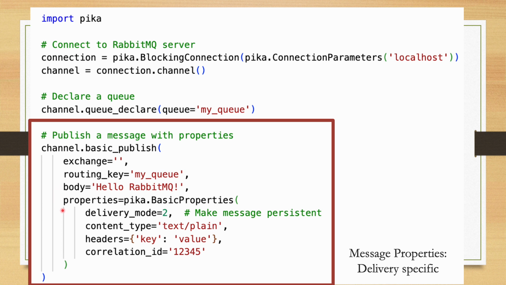In this example, the message is set to be persistent, delivery_mode equals 2, meaning it will survive a broker restart. The content type is set to text/plain, and custom headers are added. The correlation_id property can be used to correlate related messages.